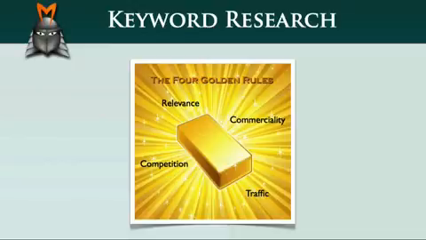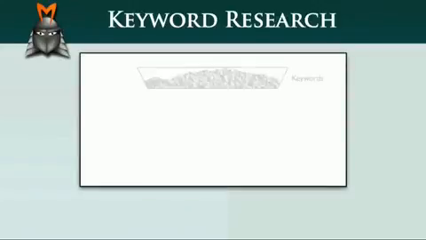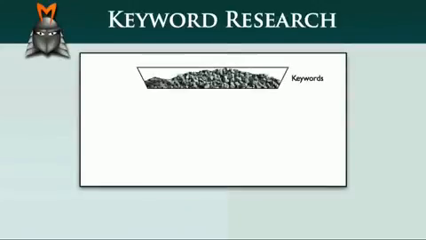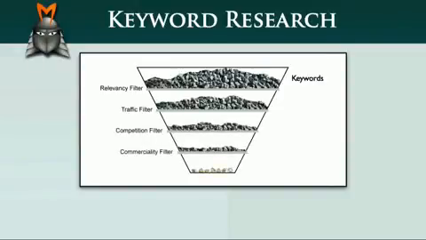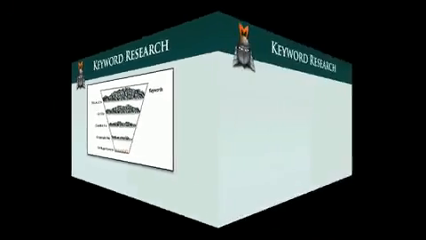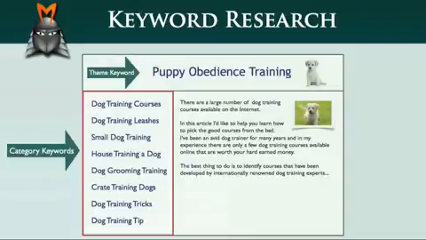So just to recap, in this video we've seen that the 4 golden rules of keyword research provide you with a practical way to identify the best keywords to target in your online business. We started with a large number of keywords and then filtered them down by relevance, traffic, competition, and finally commerciality. We then identified our gold nugget keywords and saw how these phrases can be used to develop a keyword optimized framework for our online business.